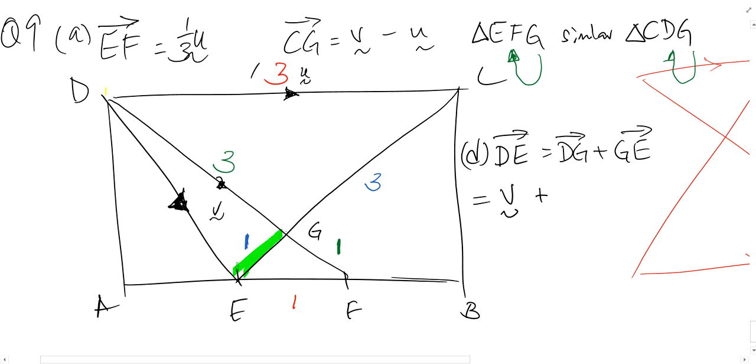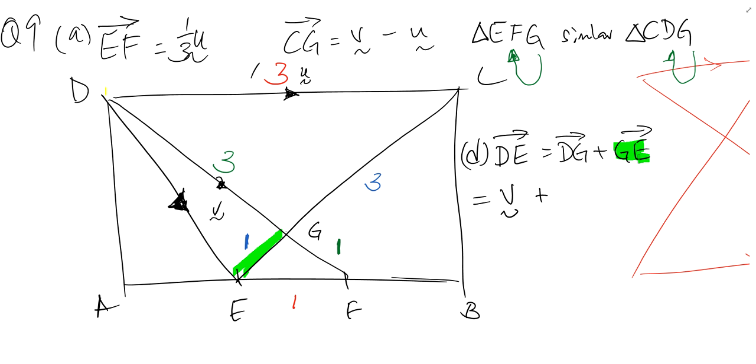GE. I don't have the vector for GE. Then how? So I need to express it in terms of something else again. What can I express GE in terms of? Yes, Junior? Use EF. So GE is equal to GF plus FE? Is that what I'm saying? But then I don't know what GF is. I know FE, but I don't know GF. Oh wait, I do actually.